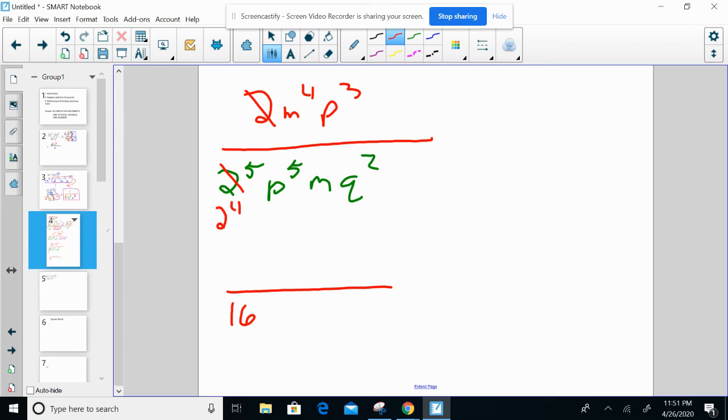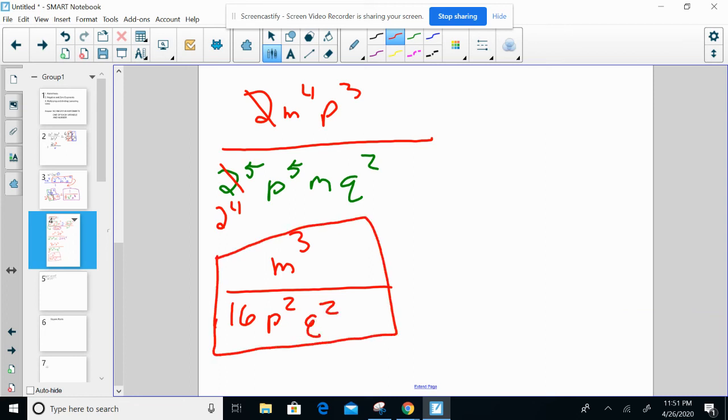All right, let's deal with the p's. There would be 2 left on the bottom, none left on the top. There would be 3 m's on the top left, and there would be 2 q's on the bottom. No negative exponents. There's only 1 m, 1 p, 1 q.